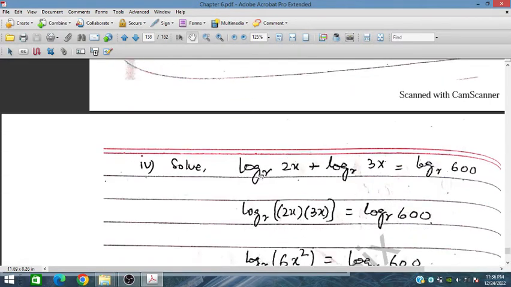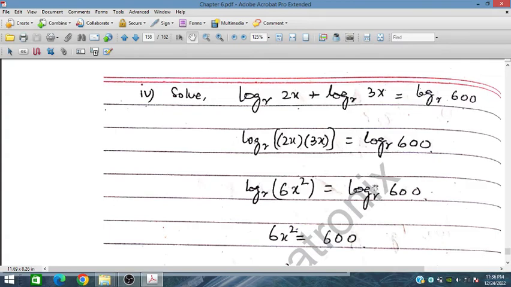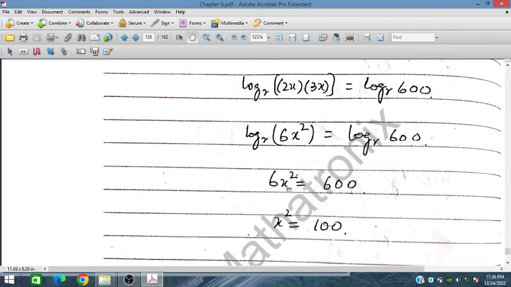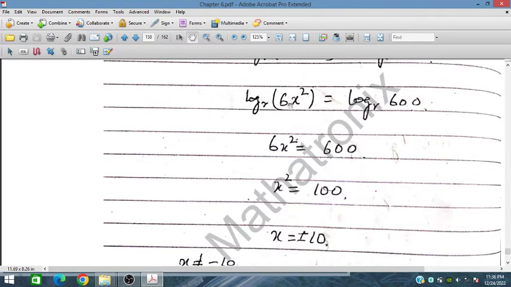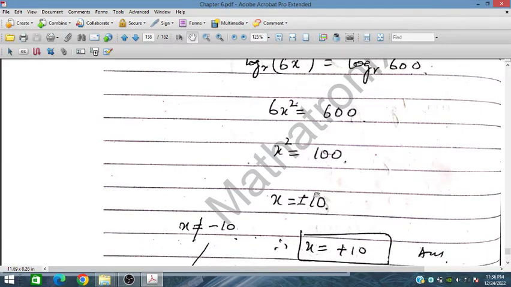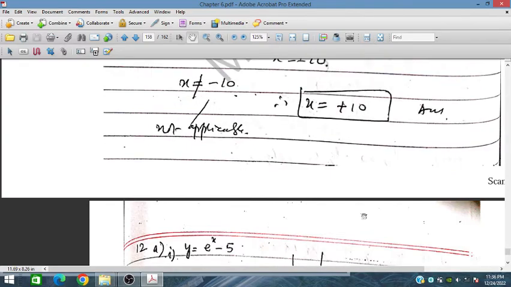Now let's solve this. Log r 2x plus log r 3x is equal to log r 600. So this is addition, so 2x and 3x will multiply. So this is log r 6x square, equal to log r 600. So 6x square is equal to 600, which means x square is equal to 100, so x is equal to plus minus 10. Since it is a logarithmic value, negative is not possible, so x is equal to 10 is the only solution. So let's solve question number 12.